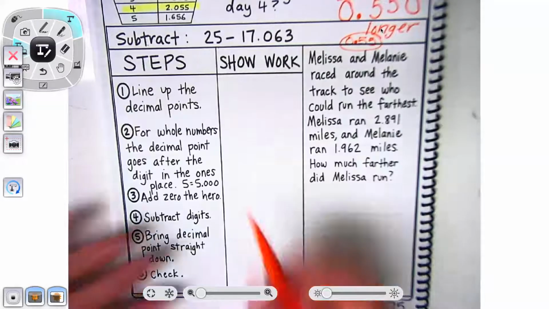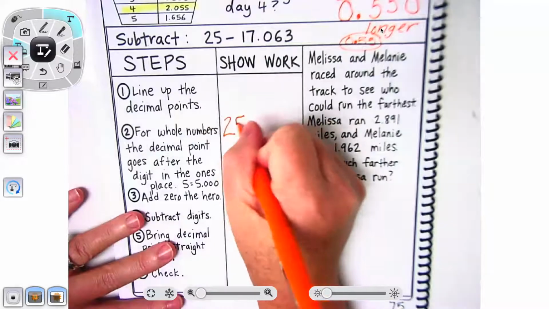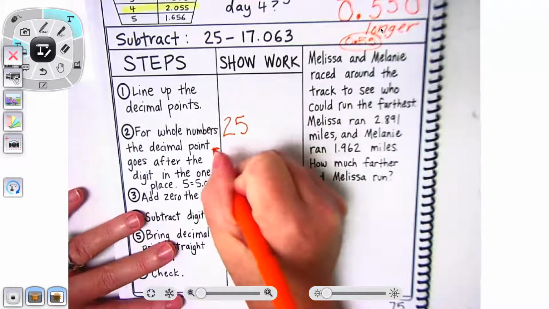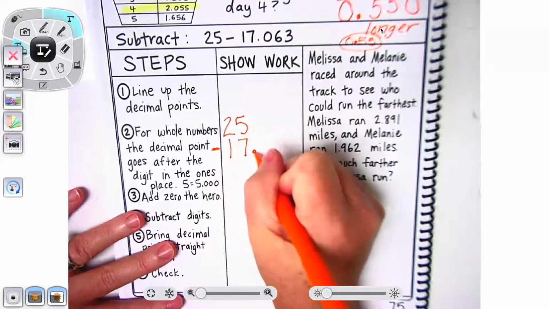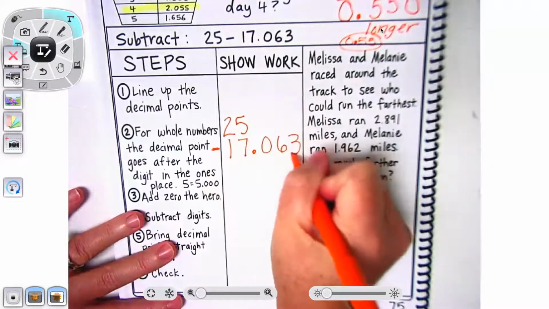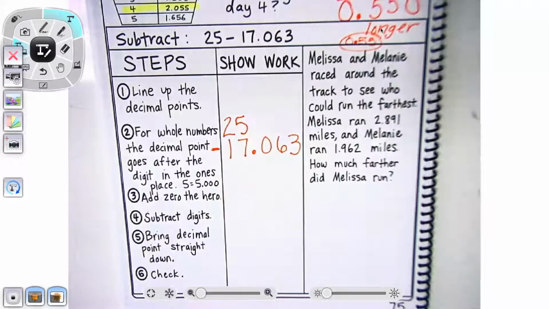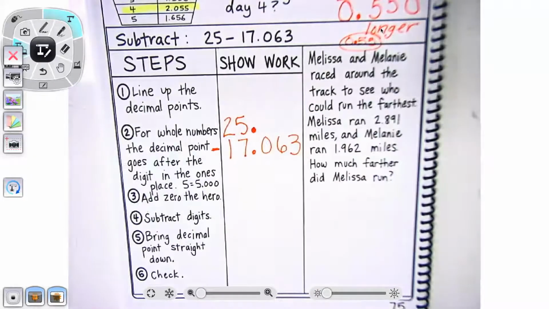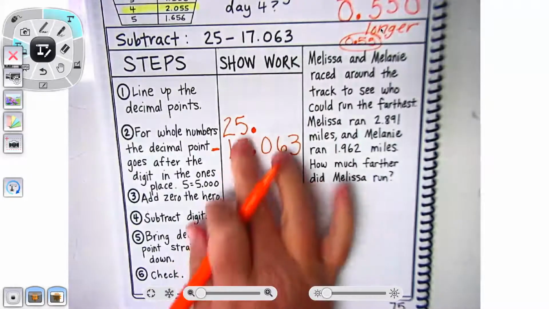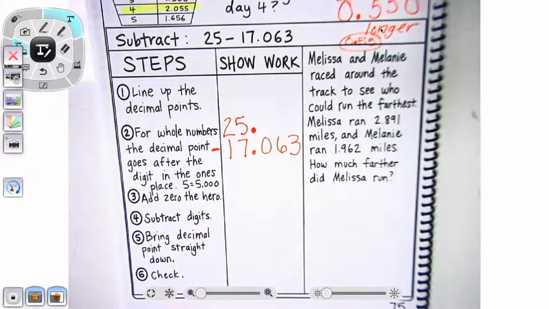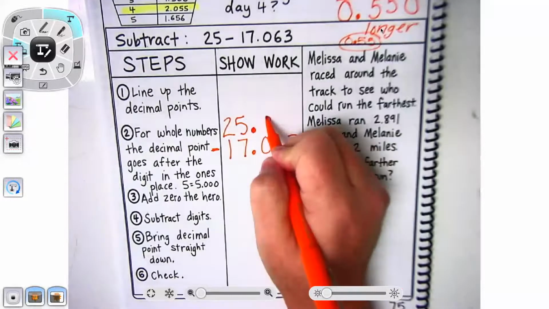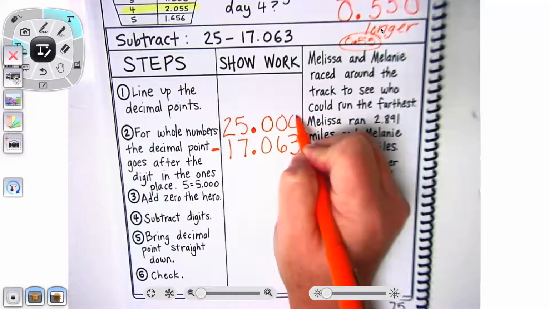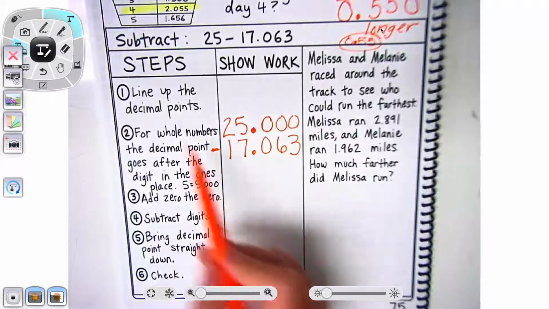It's telling us to take 25 minus 17 and 63 thousandths. Okay, well, what I have to look at first is 25 doesn't have a decimal point, but we know if a number doesn't have a decimal point, we put it behind the ones place. And we know that 25 is bigger than 17, so when we subtract, 25 has to be on the top. So what we need to do is we need to fill in with our placeholder zeros.